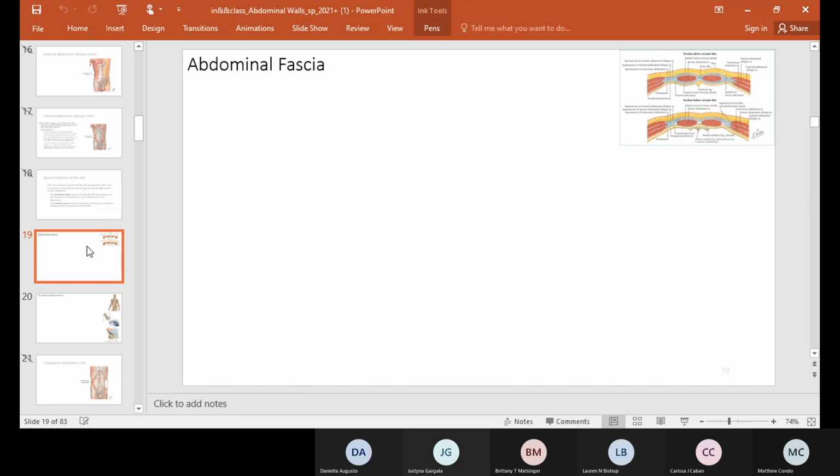All right, so lumbar plexus. Okay, because I'm going to see if my pen will work here. Aha, it will work. Look at that.